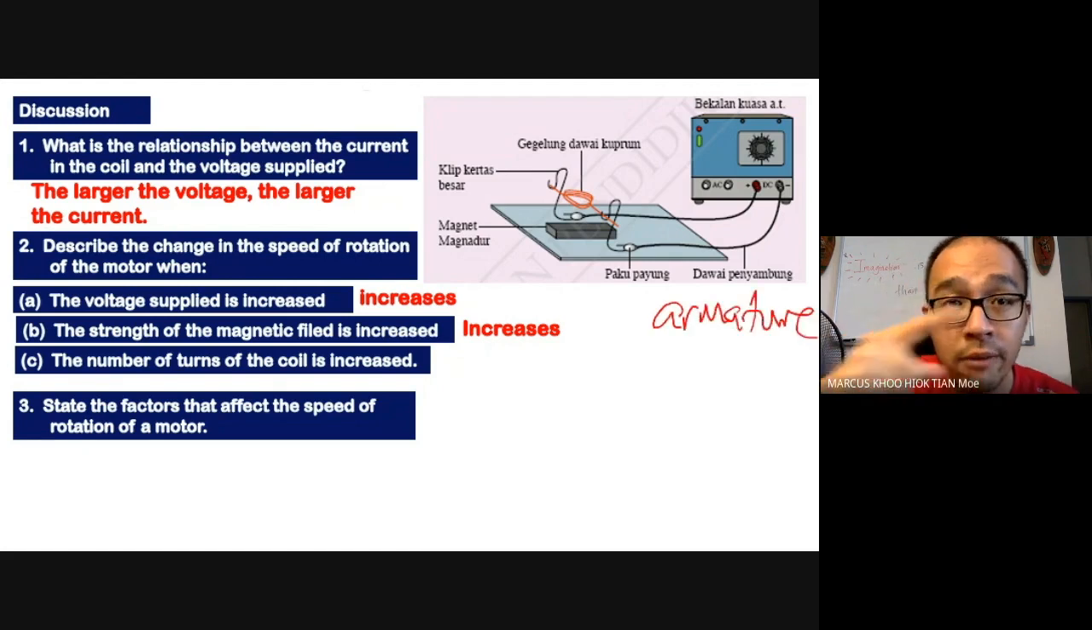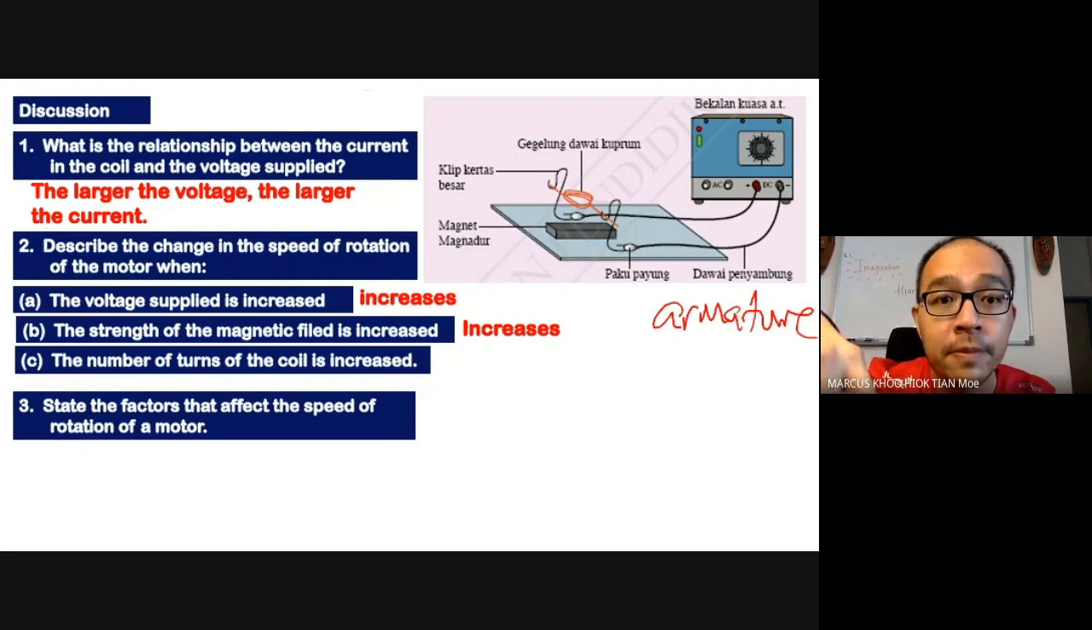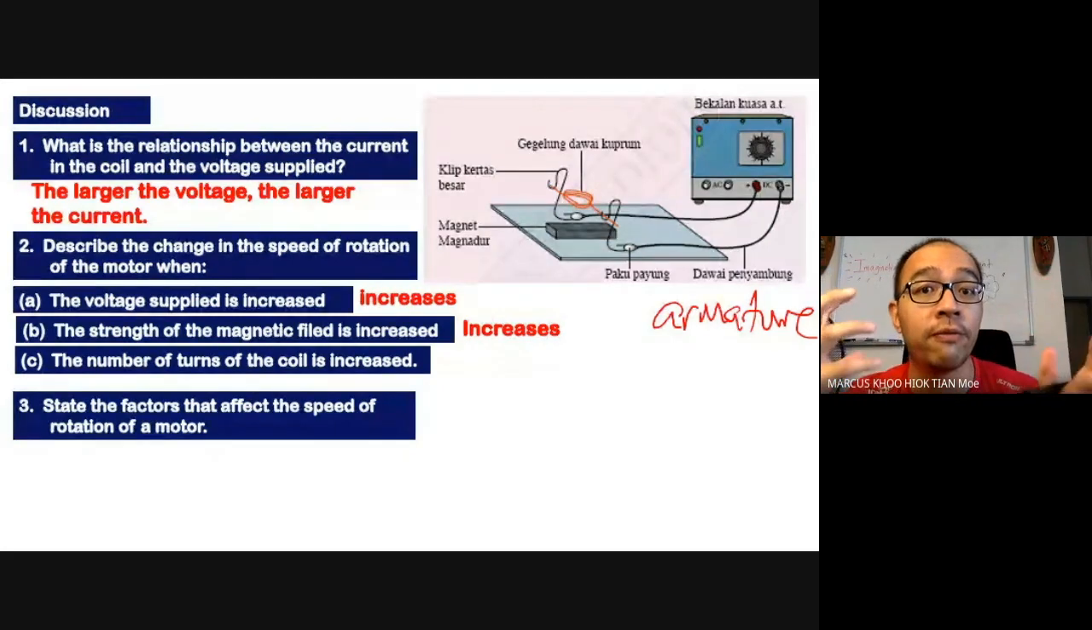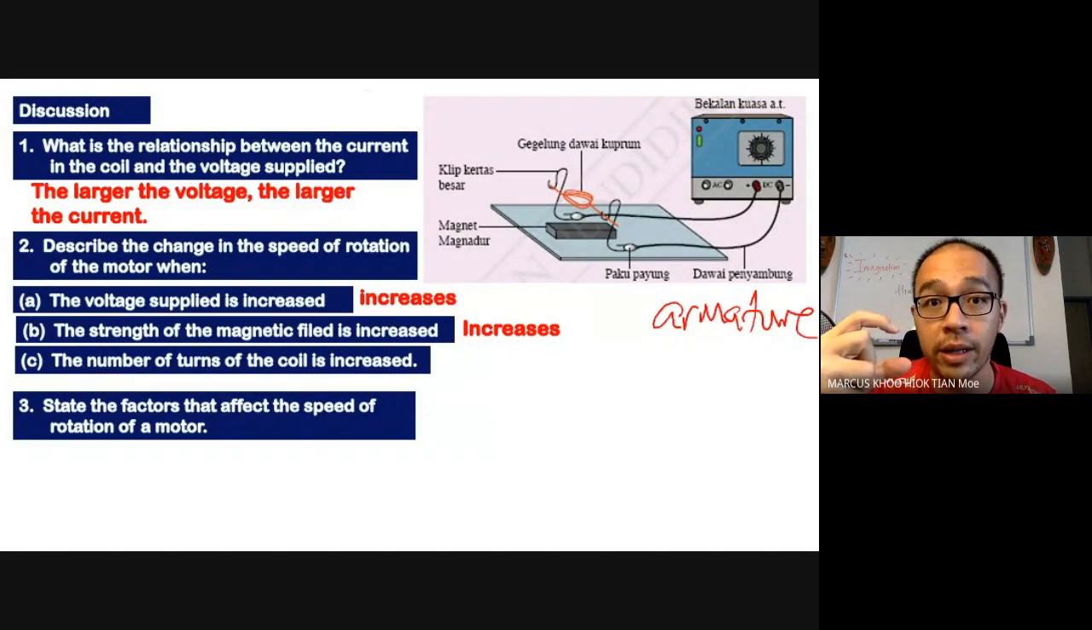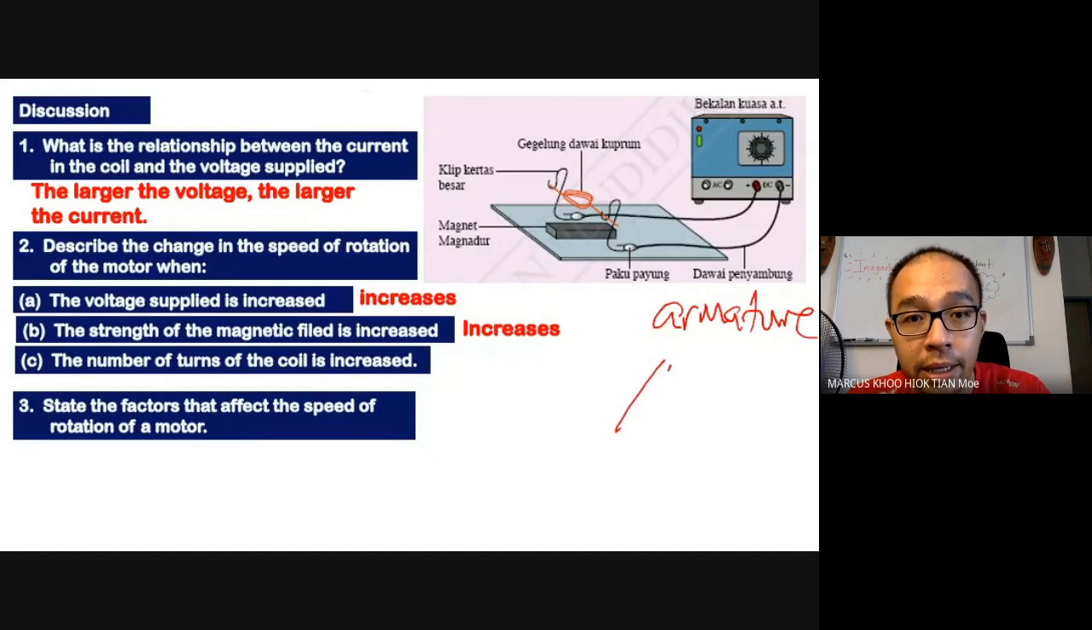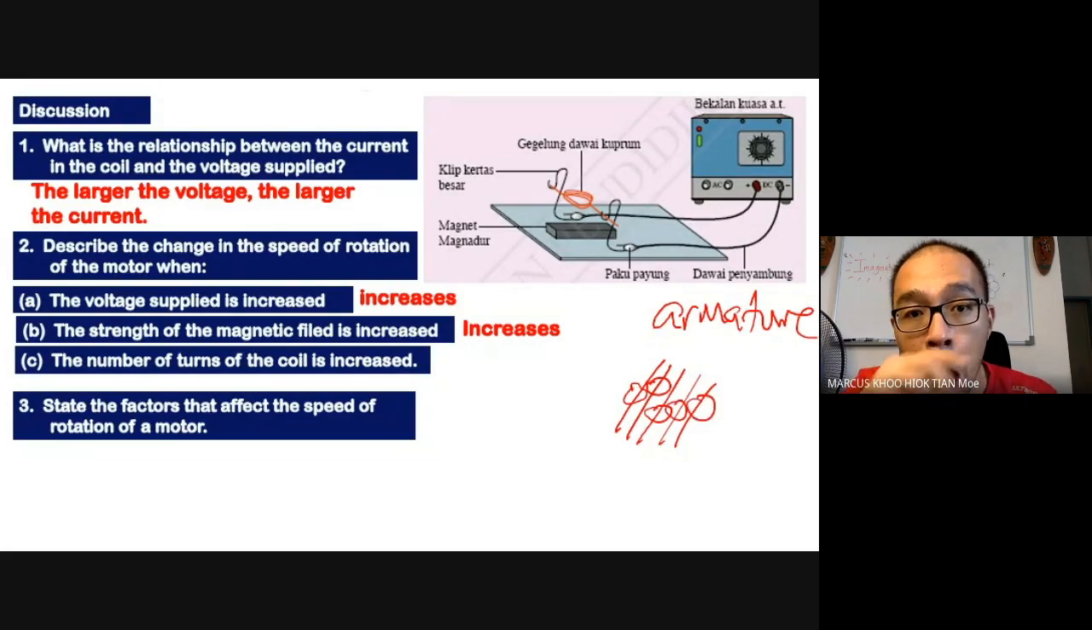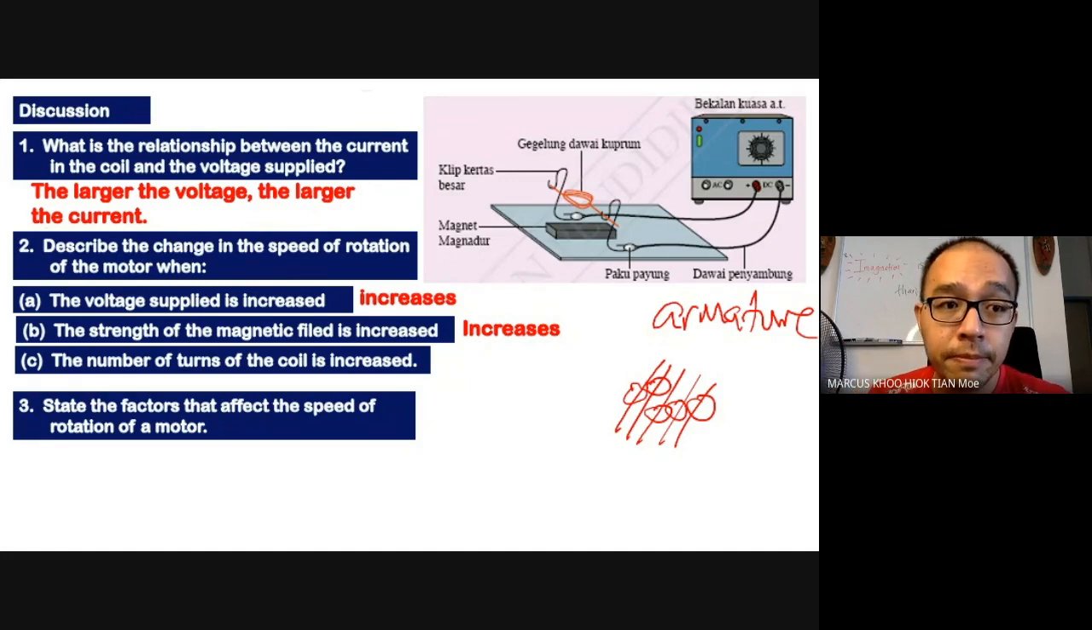So if you have one long wire, and then you make it into a coil, there's going to be a lot of temporary magnetic fields in that coil, because every piece of wire is going to have its own magnetic field. So when all these magnetic fields combine, it's going to produce a much bigger force. A combination of many, many magnetic fields.